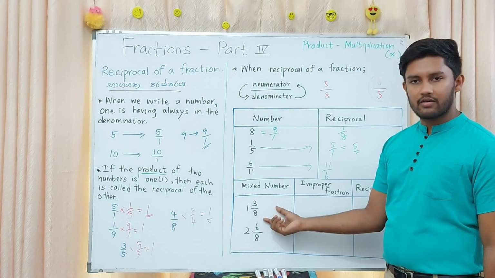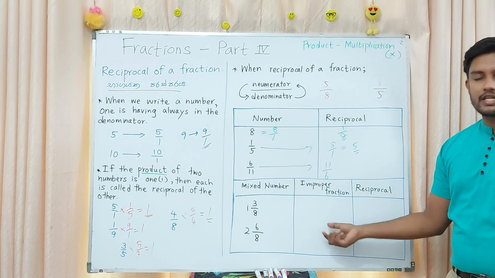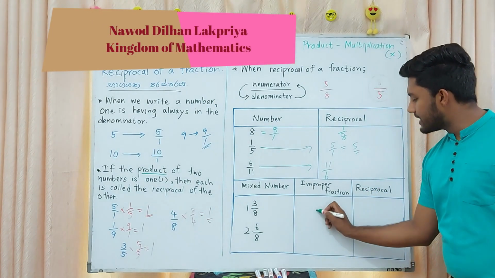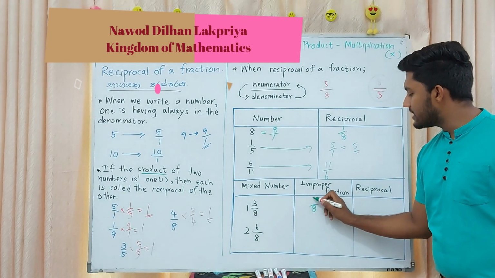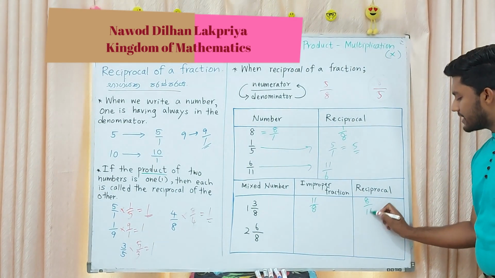Mixed numbers you have given. First step is to convert it into an improper fraction, then the reciprocal. Here 1, 3 over 8. 8 is the denominator. 8 into 1, 8. 8 plus 3, 11. 11 over 8. Reciprocal is 8 over 11.